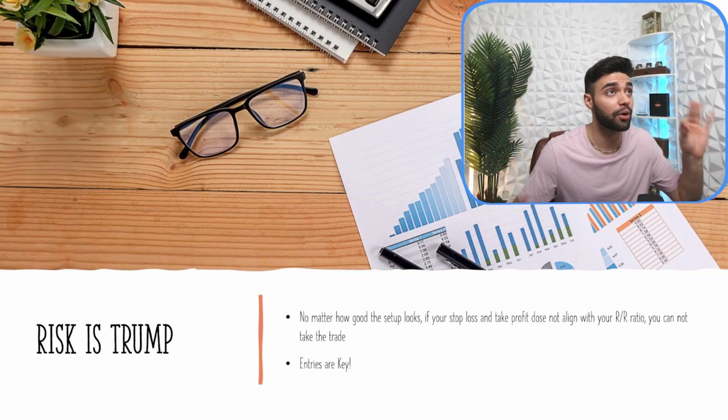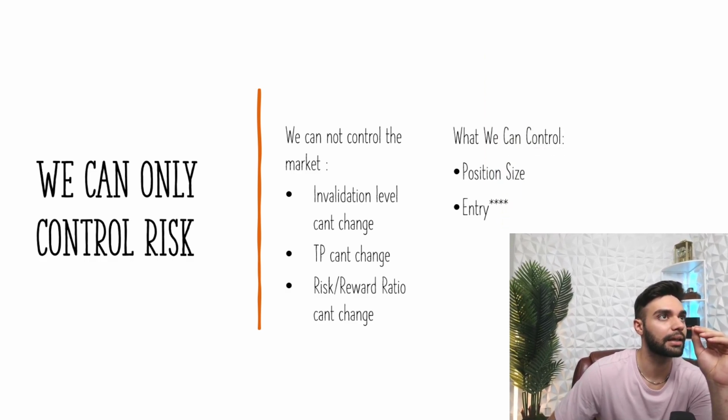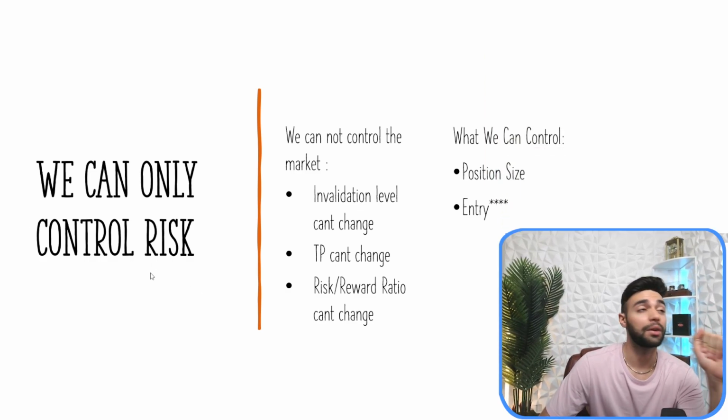It's that simple. Your entries are key. Again, we cannot control risk. What can we do? We can only control our position size and our entry. That's it. Invalidation level won't change. Take profit level won't change. Risk reward ratio won't change. Position size, entry. That's it.